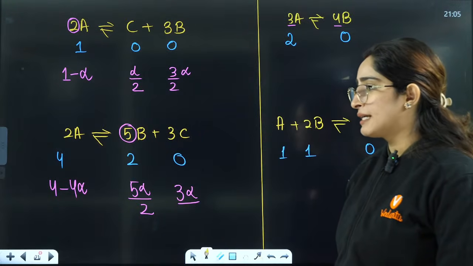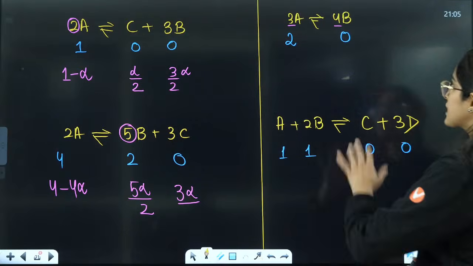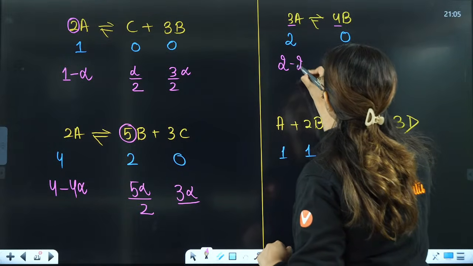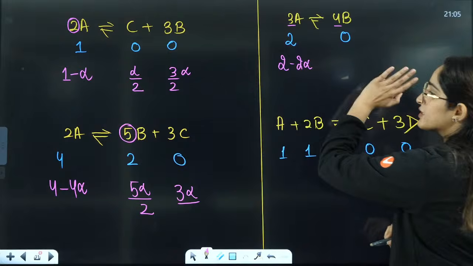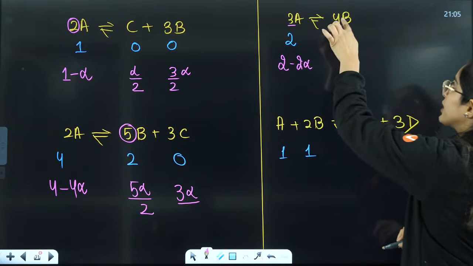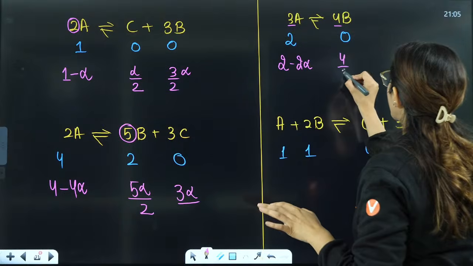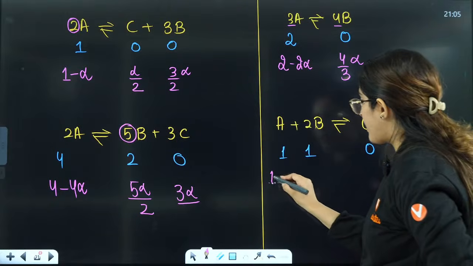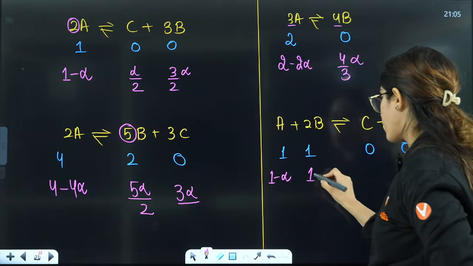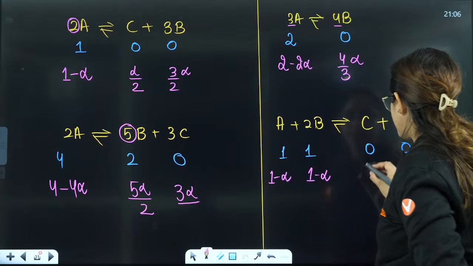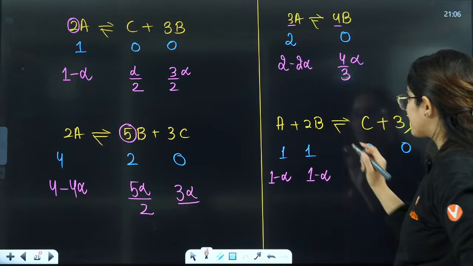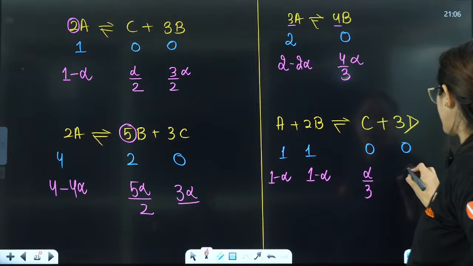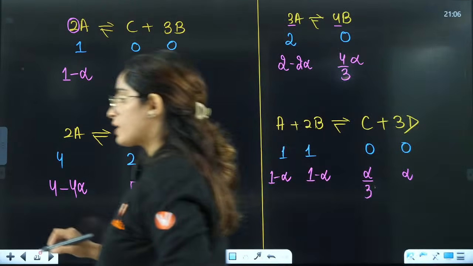Directly understood? Yes, everybody. Now, if you see this one here, initial is 2, initial minus alpha. Don't multiply it with the stoichiometry. I am nowhere doing that. But here it will be 4 by 3 alpha. If you see this one here, this will be 1 minus initial is alpha. Here initial is also alpha. This will become 1 by 3 because total moles here is 3. So it is alpha by 3. This will become 3 by 3, that is alpha. Okay, tell me.